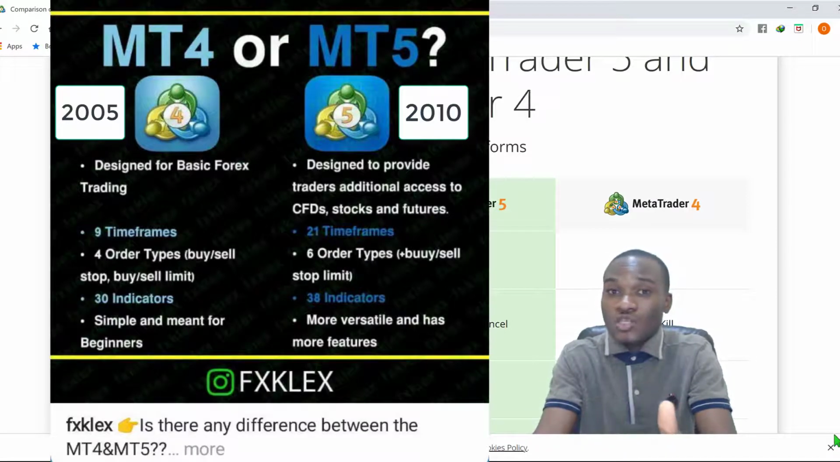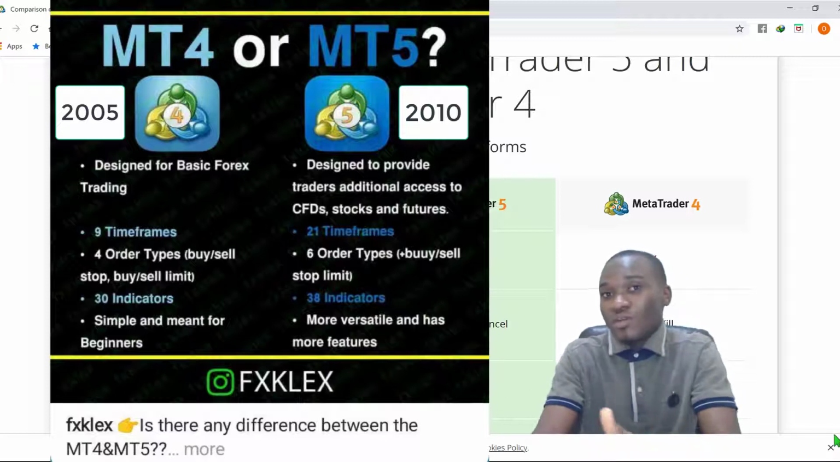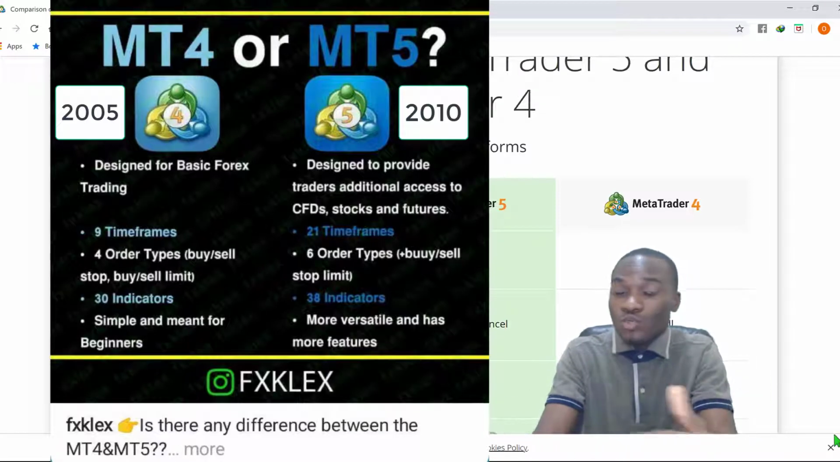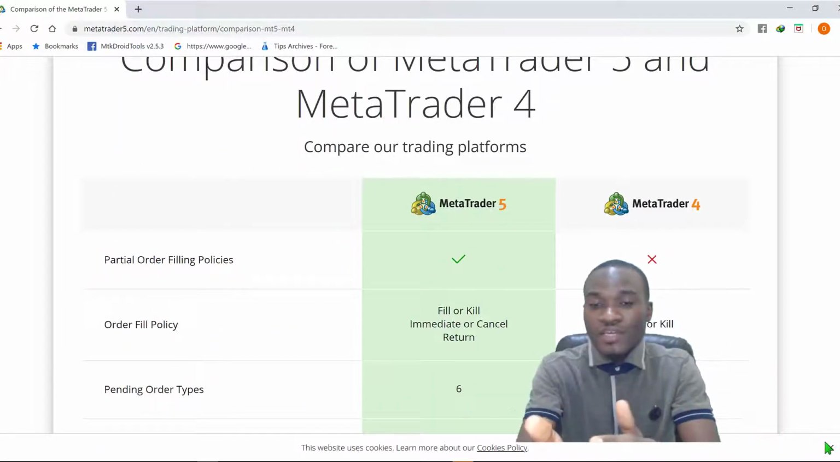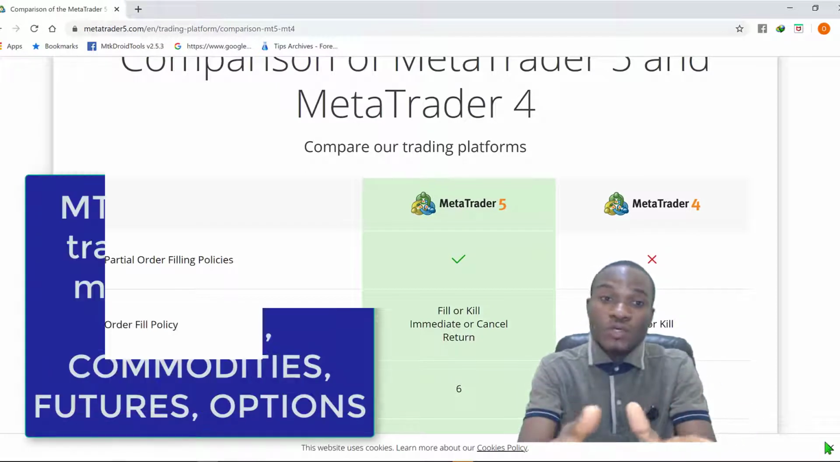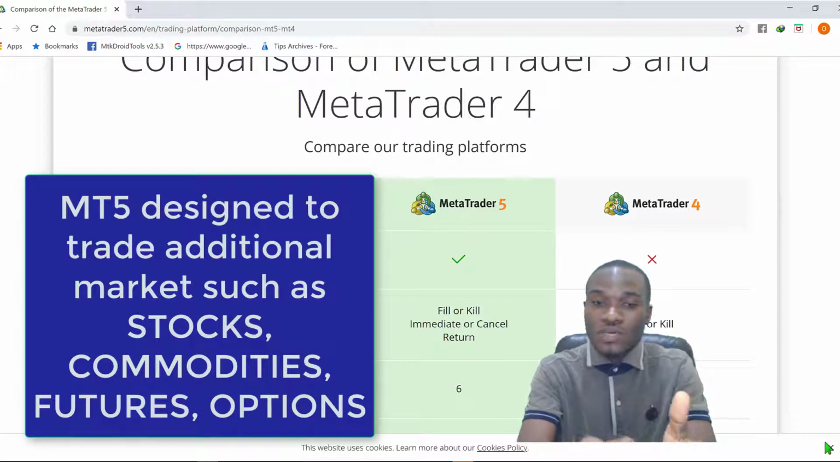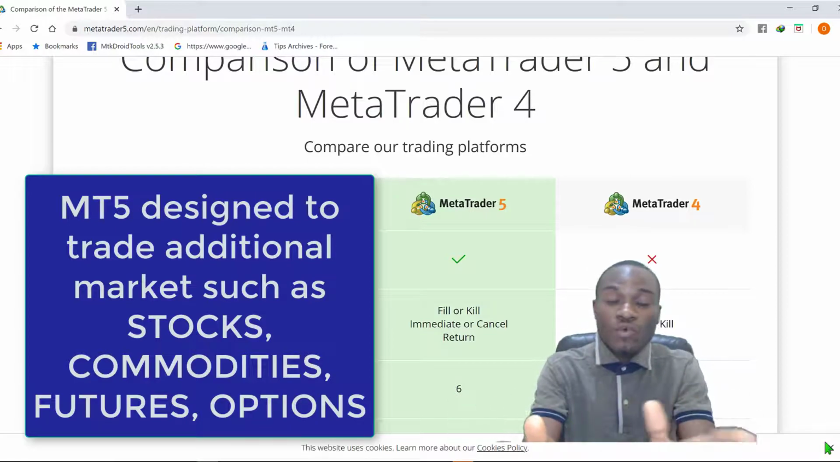And this is one of the controversies among traders. Most traders believe it's an upgraded version that has more features, superior to Metatrader 4. Actually, the truth is, it is not. Metatrader 5 was designed to trade new markets beyond the forex market, for example the stock market, the commodities market, the futures market, the options market. That is what it was purposely designed for, unlike Metatrader 4, which you can use to trade the currency market.